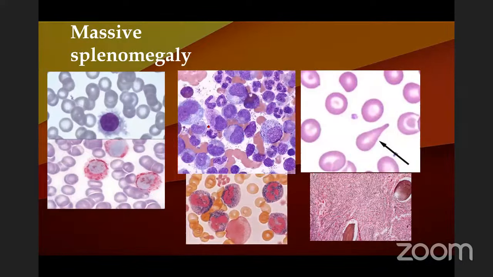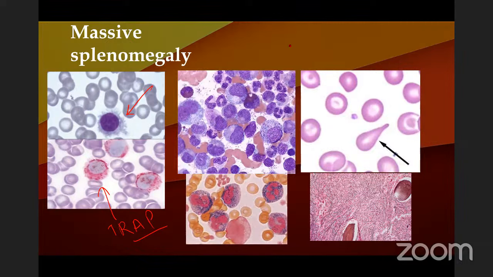Now, apart from that, massive splenomegaly, whenever they give you in history, remember hairy cell leukemia has massive splenomegaly with pancytopenia, and monocytopenia is very characteristic of hairy cell leukemia. Please remember, everybody, the stain here is TRAP. Tartrate resistant acid phosphatase is the stain for hairy cell leukemia.